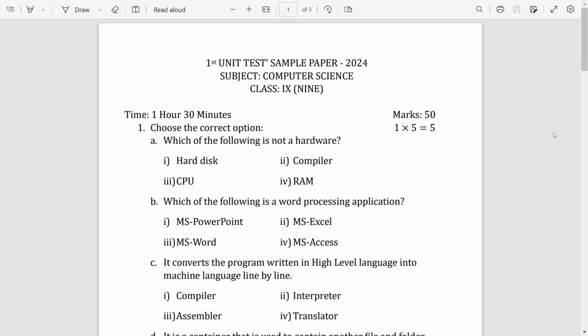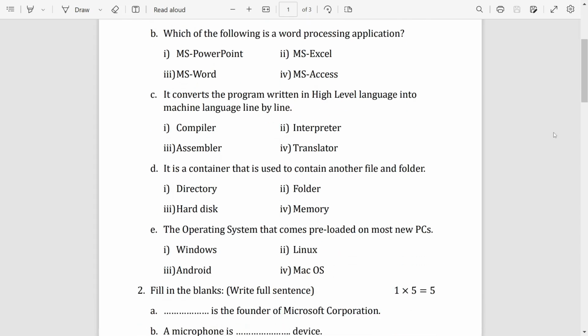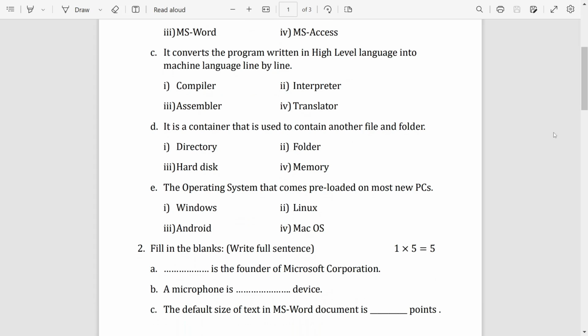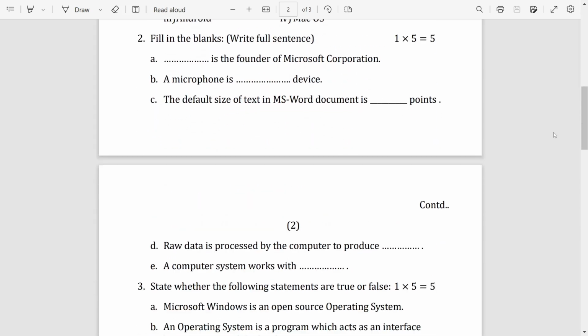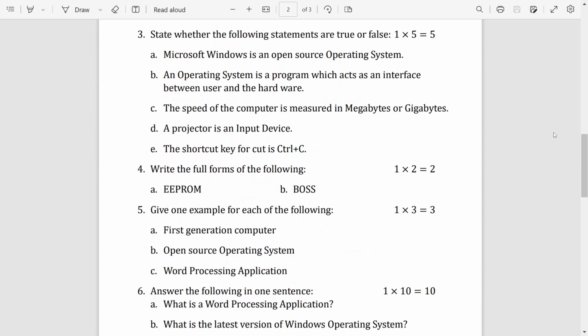So here first MCQ for 5 marks. After that, fill in the blank for 5 marks. Then true and false for 5 marks. Then full forms, after that one word answer. Then short answers, after that 2 mark question. Then numericals. So this will be the format for your question paper in first unit test.